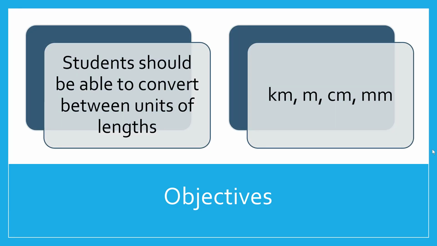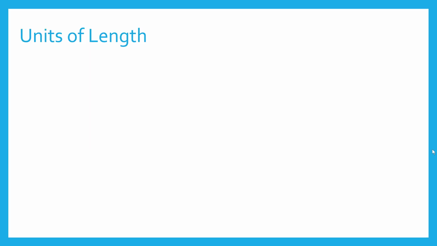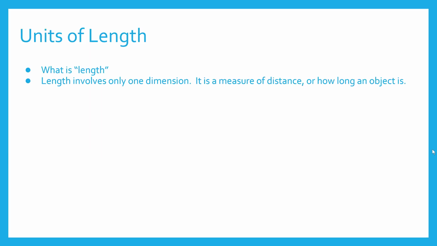The objective here is that you guys learn how to convert different units of measurement, so from kilometers to meters to centimeters to millimeters. So when we talk about units of length, we need to talk about what length is. And length is the measure of one dimension. It measures distance. Okay, so how long something is.